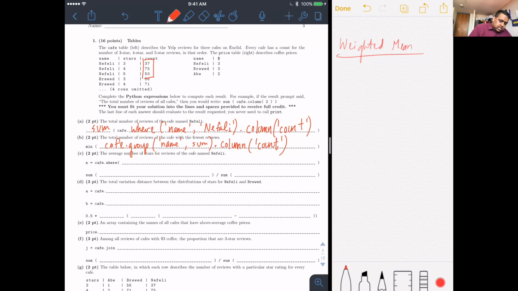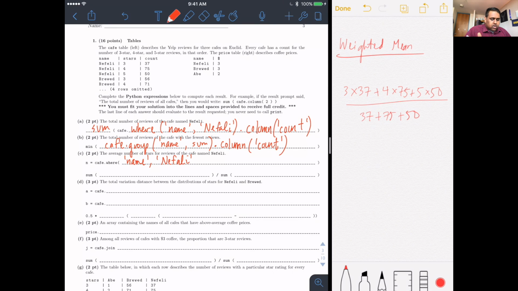So what we'll do there is we'll say n is equal to cafe.where the name is equal to Nafali, because the rows where Nafali is not involved are kind of irrelevant in this problem, right? So now what exactly are we looking for, right? We kind of want 37 times 3 plus 75 times 4 plus 50 times 5, over 37 plus 75 plus 50.